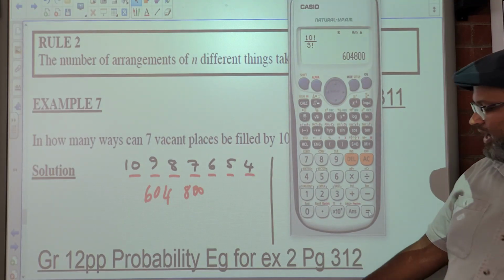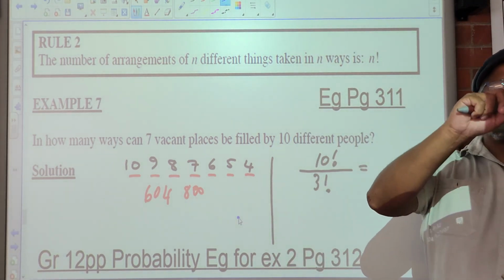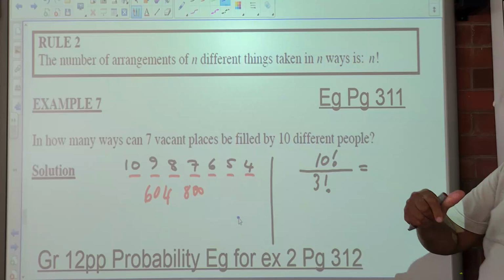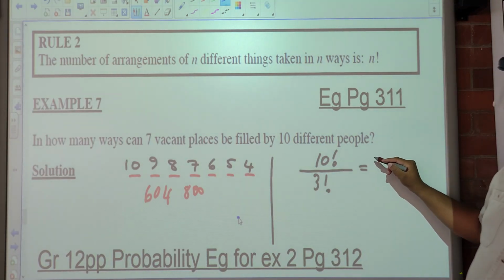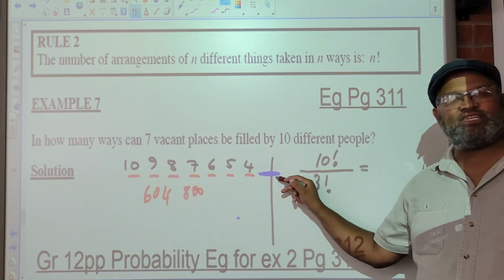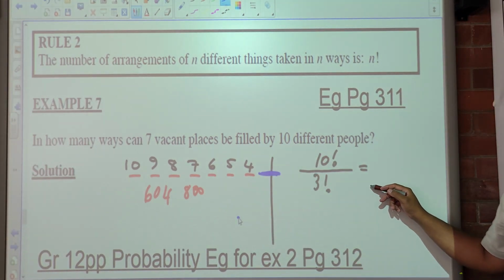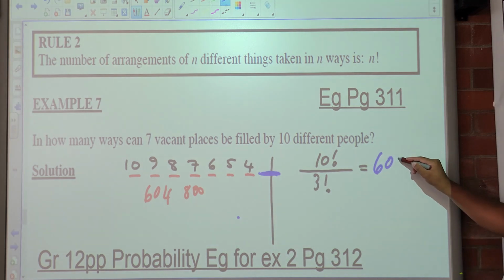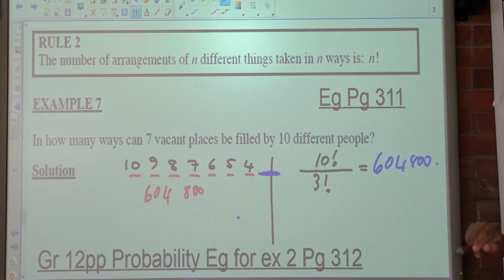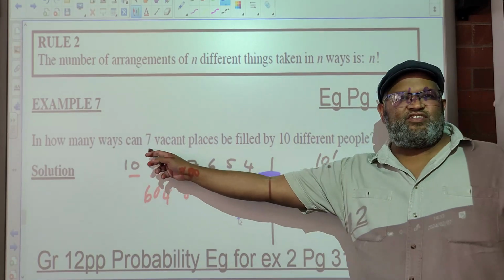Why dividing? Because if I'm going to say 10 factorial is 10 times 9 times 8 times 7 times 6 times 5 times 4, 3, 2 and 1, but the 3, 2, 1 is not actually here. Can you see that? So if I add it here, I must divide it here. If I multiply on the top, I must take it away by the bottom. You see that? Which we then will get 604,800 again.